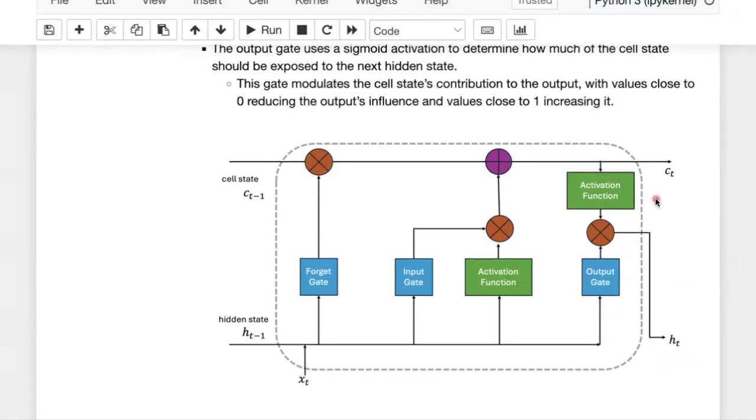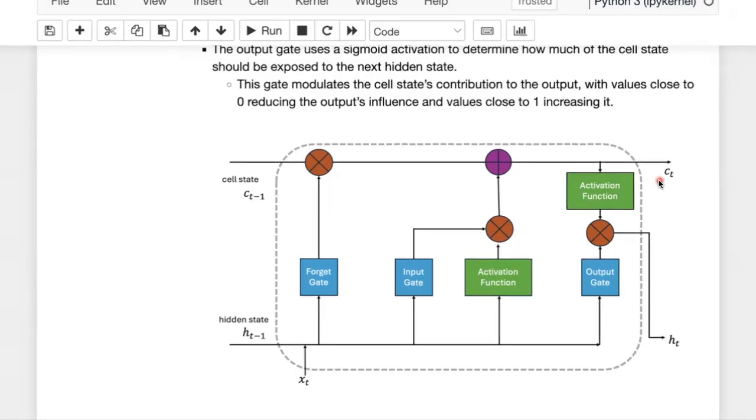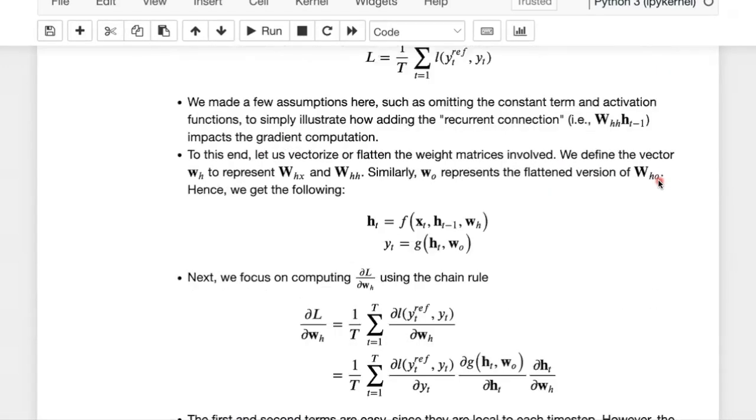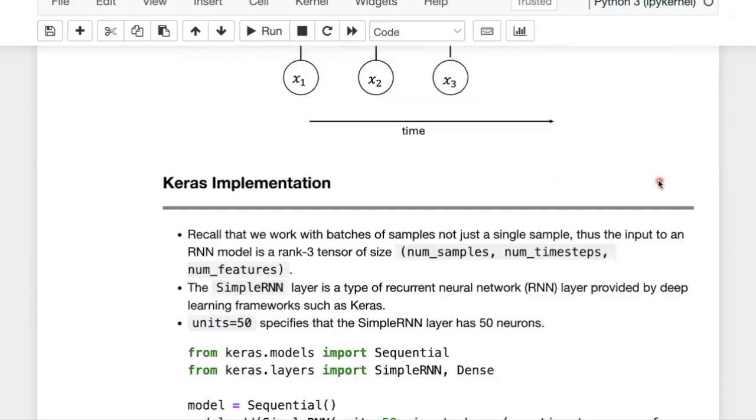And then for the long-term memory, we have this cell state, the line that we have above here, at the top, and that's the one that is supposed to have more long-term dependencies. And this is the idea behind long short-term memory. So it seems that this is actually much more powerful than the simple RNNs or the very basic implementation that we have here.